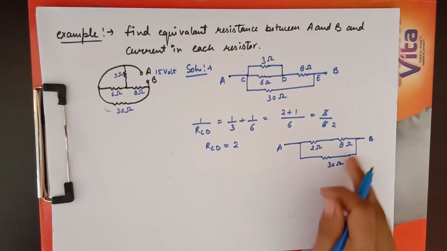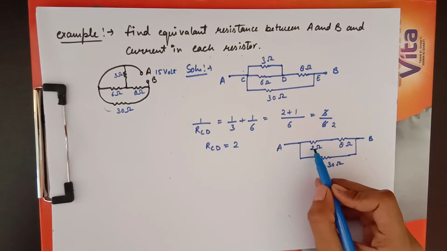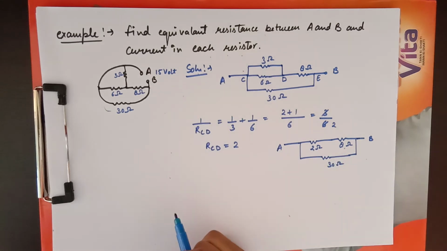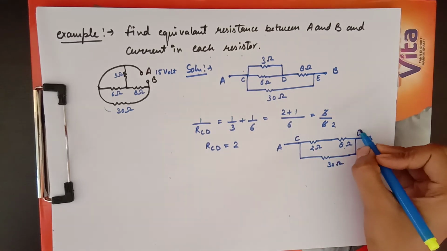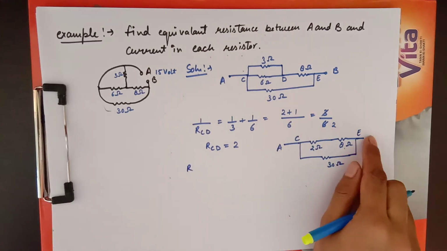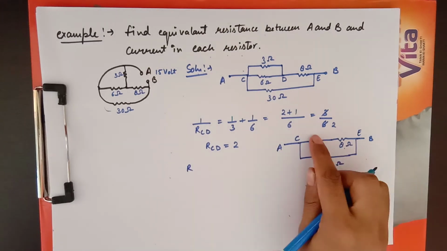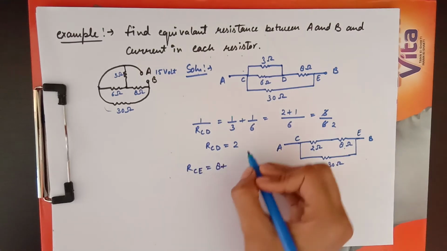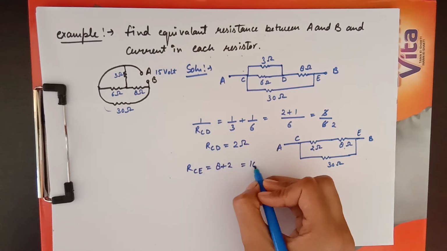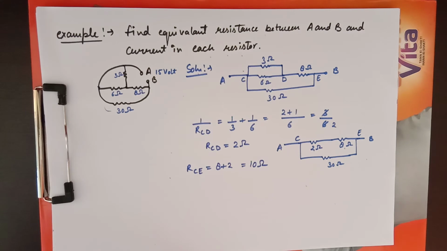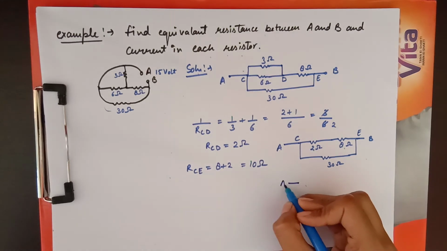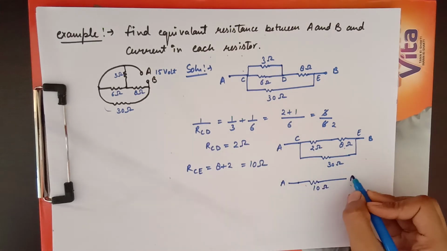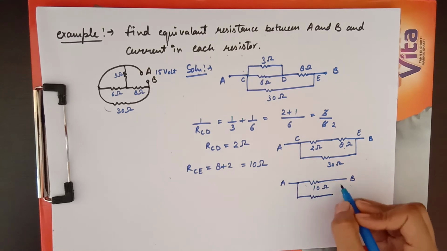Now in this figure you see this 2 ohm resistor and 8 ohm resistor, these two are in series combination. So this is our C point, this is our E point. The equivalent resistance between C and E, I write it RCE is equal to 8 plus 2 ohm, and it comes out to be 10 ohm. Now this structure reduces to, this is point A, these two combined give us 10 ohm resistance, and 30 ohm is connected in parallel.